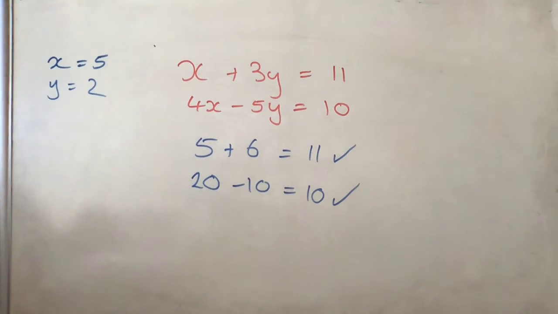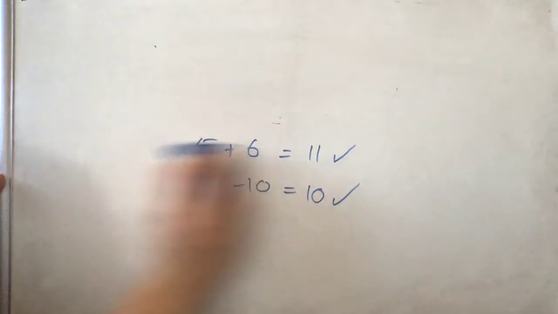Now, linear simultaneous equations like these two can be solved using a process of elimination or substitution. And we're going to look at both of these in turn. So let's look at elimination first. Now, the best way to see how this works is to have a look at an example. So let's solve the following linear simultaneous equation by elimination.